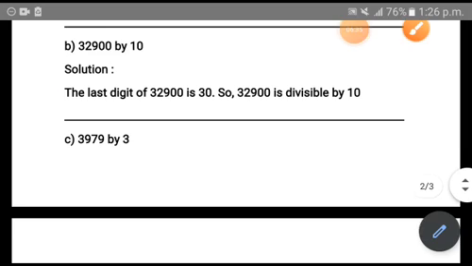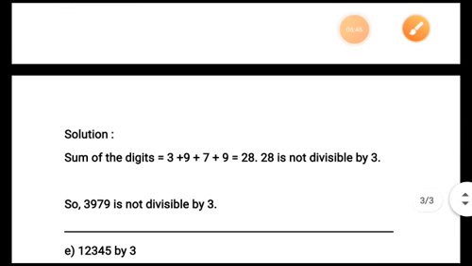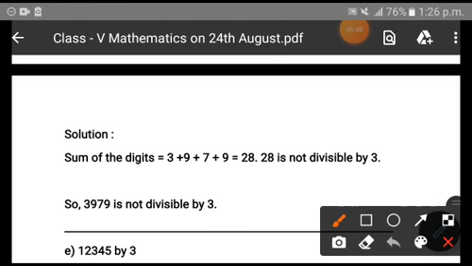Now part C, 3979 by 3. Now what is the condition of divisibility by 3? At first we will check whether the sum of the digits is divisible by 3 or not. So let's find the sum of the digits. That means we will have to add all the digits. So 3 plus 9 plus 7 plus 9, it is giving 28.